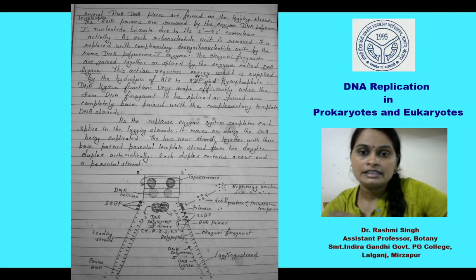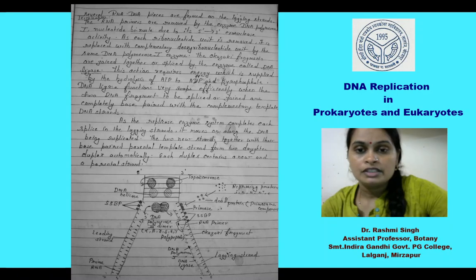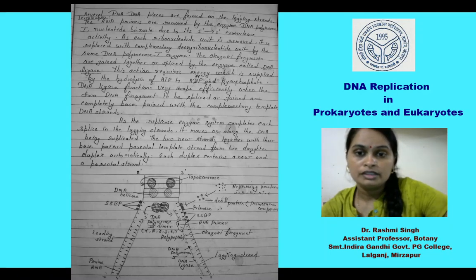At the lagging strand, there is addition of RNA primers with the help of the enzyme primase. So Okazaki fragments are formed, and after that DNA polymerase I with its exonuclease activity removes the RNA primers, and now the two nicks are joined together by the enzyme DNA ligase.